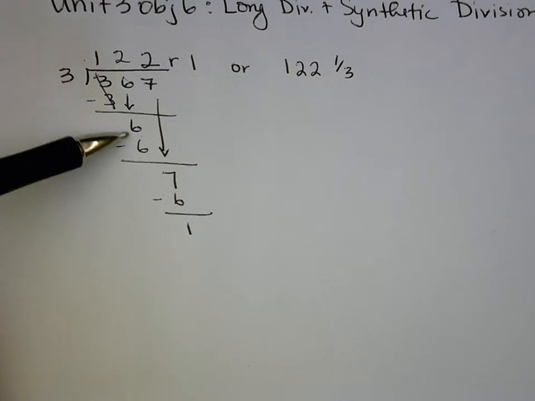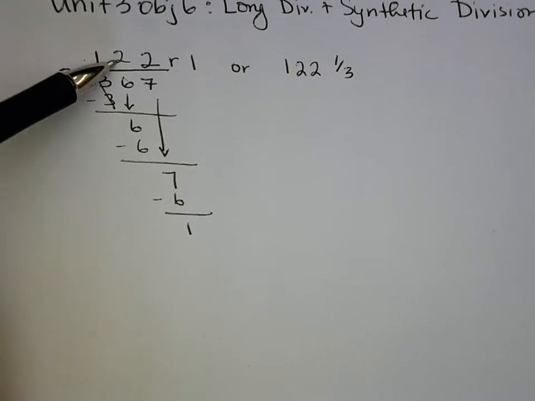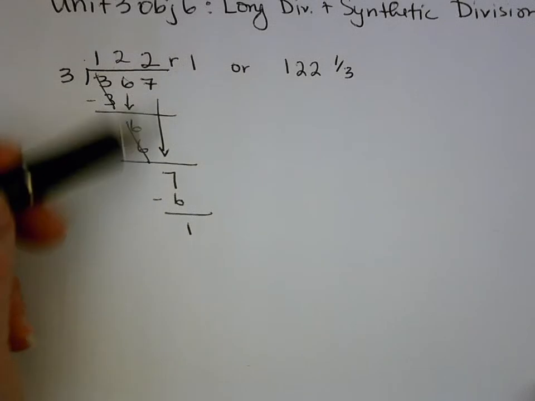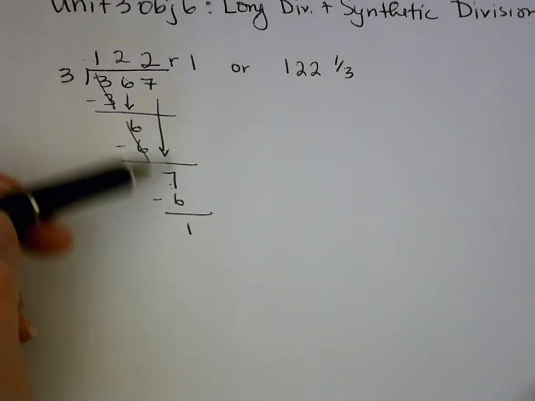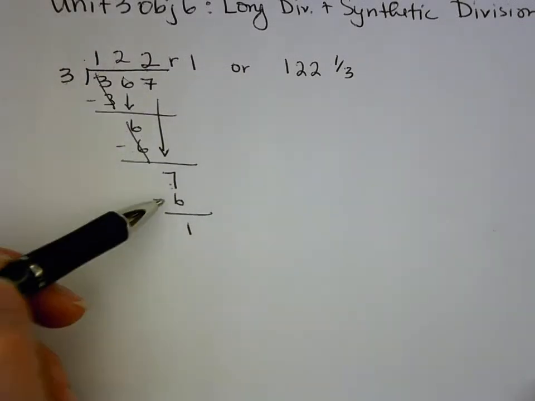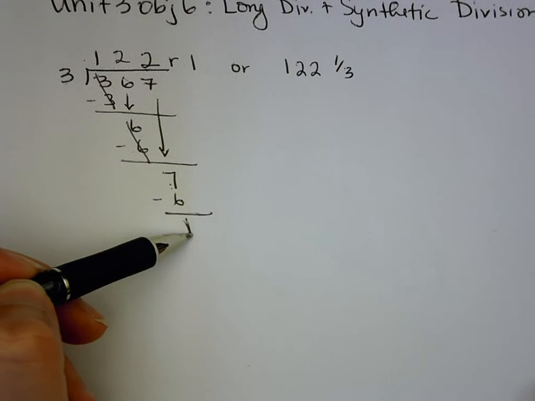What do I multiply 3 by to get 6? That's 2, and then 2 times 3 is 6. Subtract, that gives me 0, or cancels. Carry down the 7. 3 goes into 7 twice. So 3 times 2 is 6. Subtract, I have a remainder of 1.